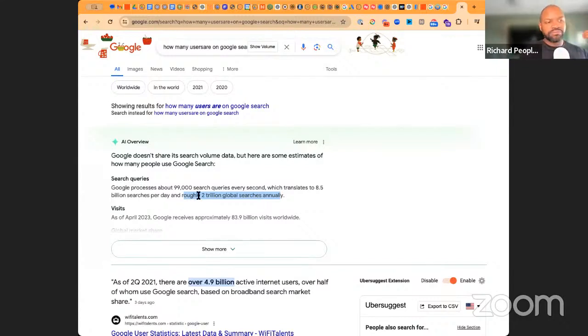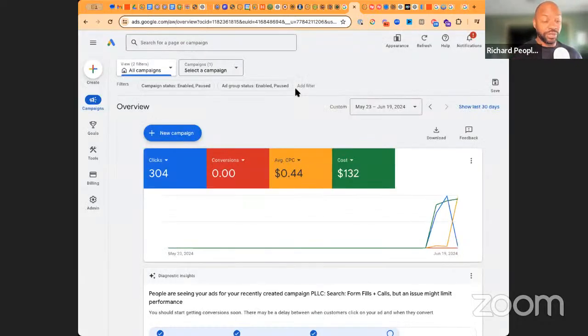So I was saying 99,000 search queries every second. Now let's head back over to Google search and let's go deep into the campaign that you're looking at right now. I was approached by a company. They do air duct cleaning. They clean out your vents. They do it every year. They say you're supposed to do it every 2 years.